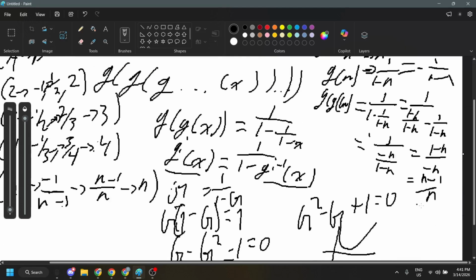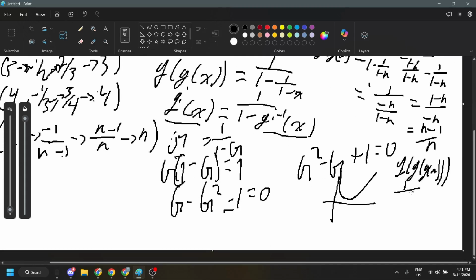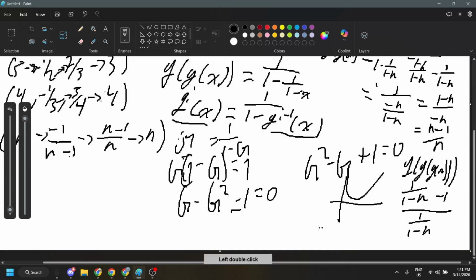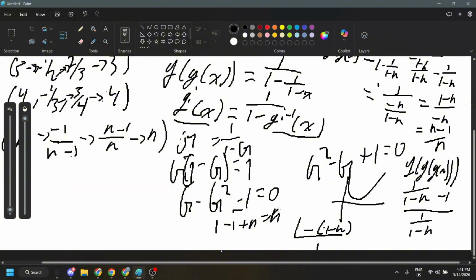Then, okay, so g of n is equal to 1 over 1 minus n minus 1 over 1 over 1 minus n. Multiply numerator and denominator by 1 minus n. We get 1 minus n over 1, which is just equal to 1 minus 1 plus n, which is equal to n. So as we can see, algebraically, that's our cycle.